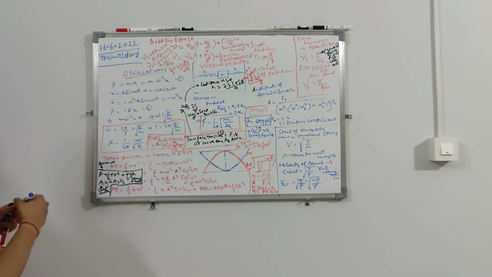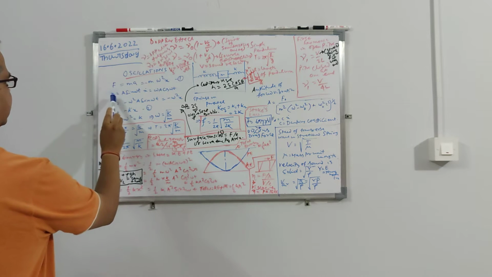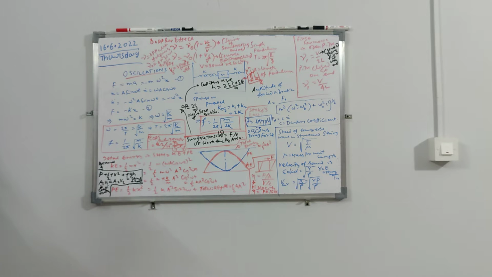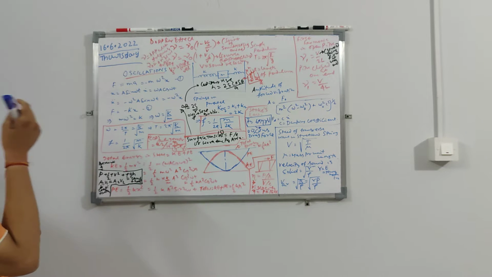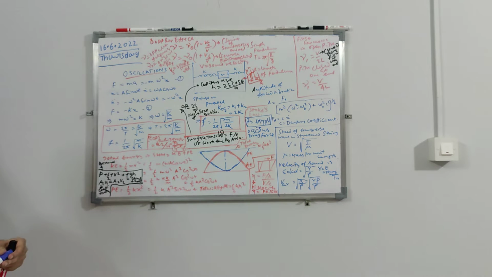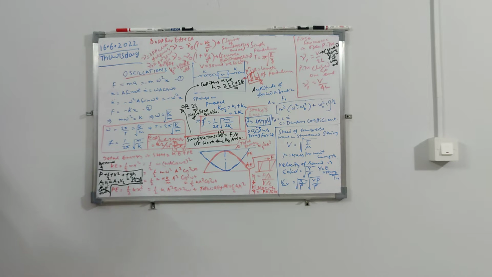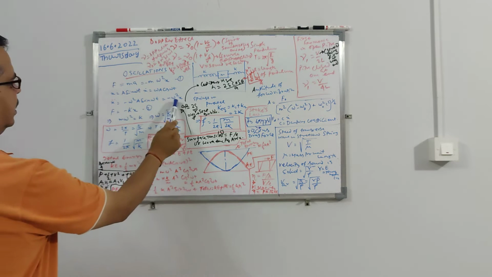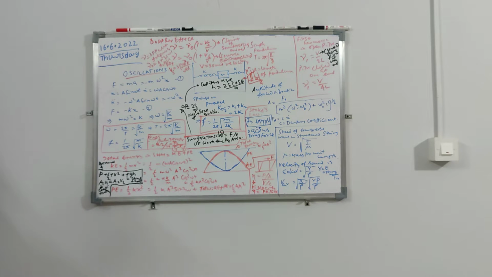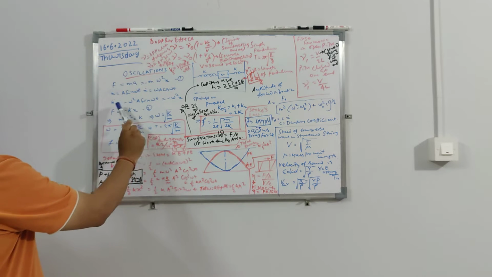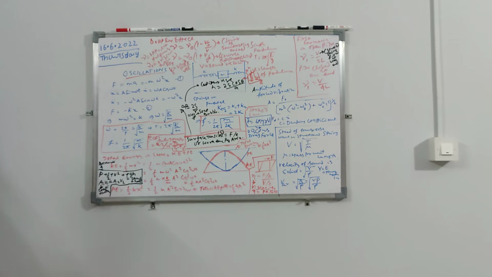Okay, so oscillations. We said force is equal to mass into acceleration, and the displacement is x equal to a sin omega t. This is for simple harmonic motion. The first derivative of displacement is velocity, which is omega a cos omega t. Then x double dot is equal to minus omega square a sin omega t. So a sin omega t you can replace as x, and your acceleration becomes minus omega square x.